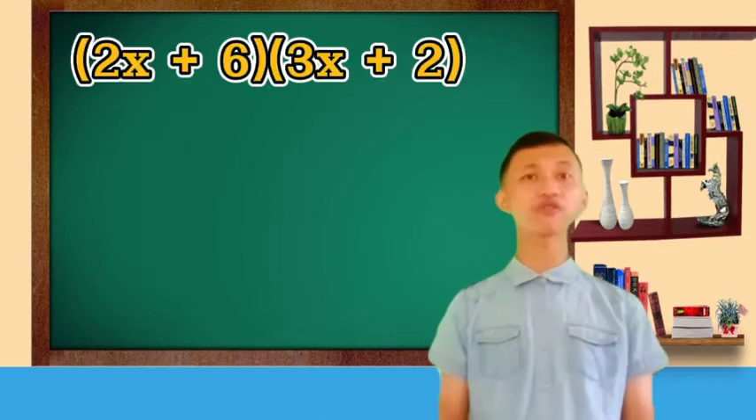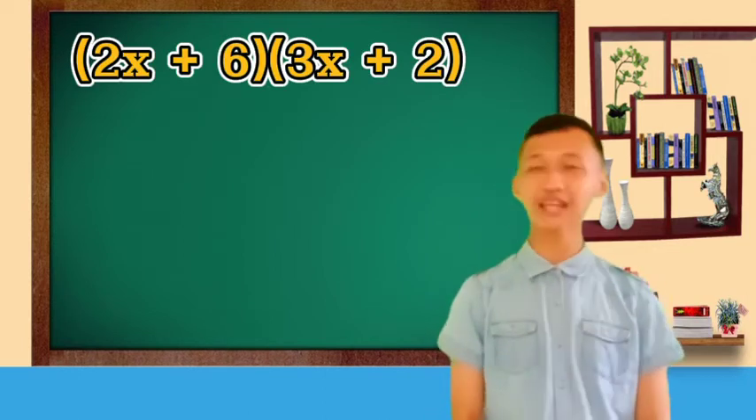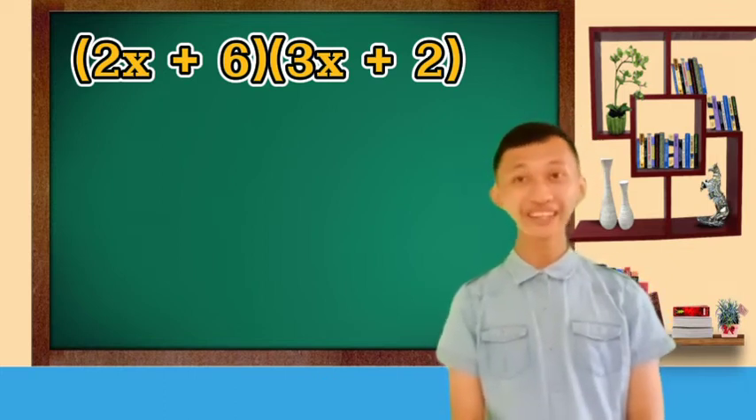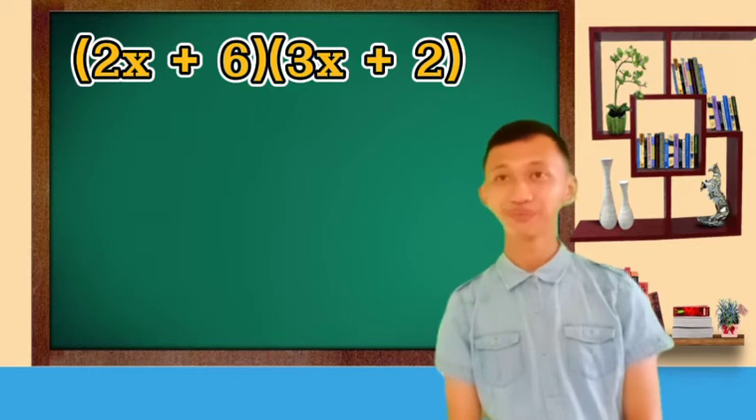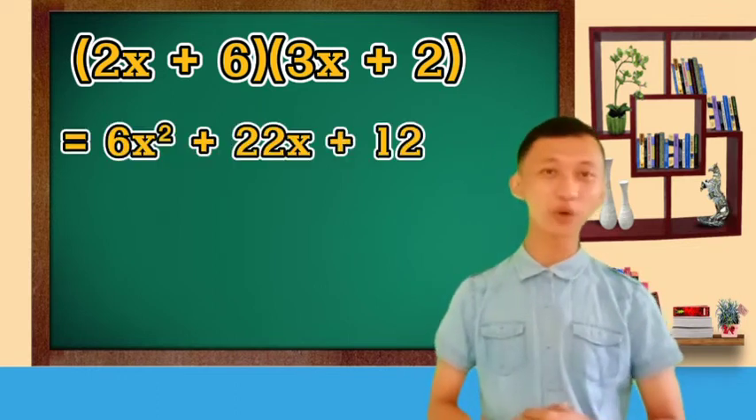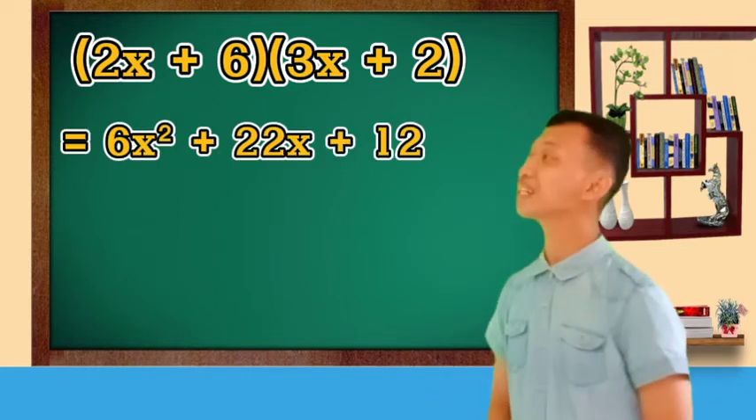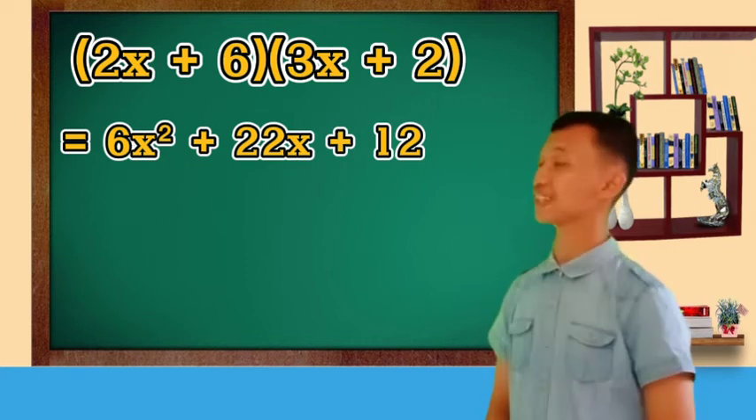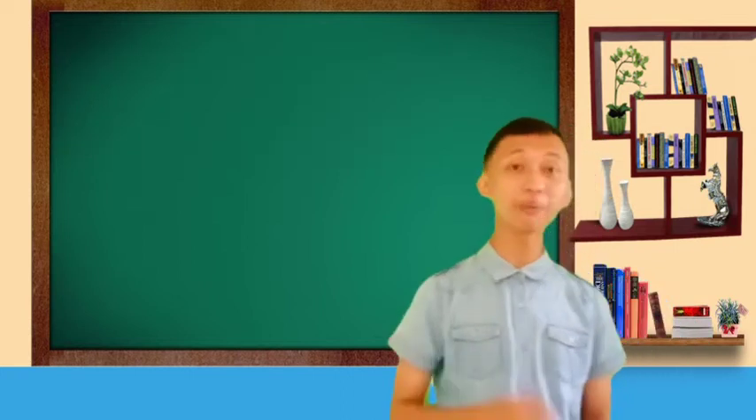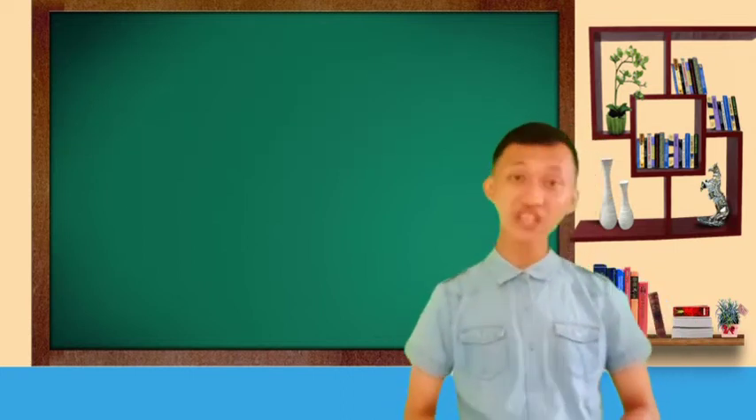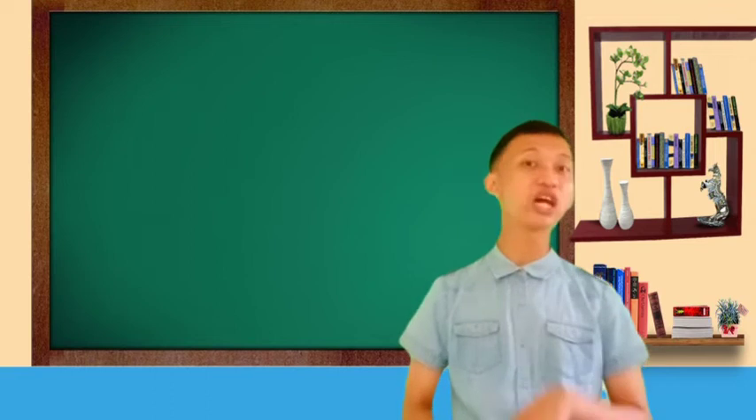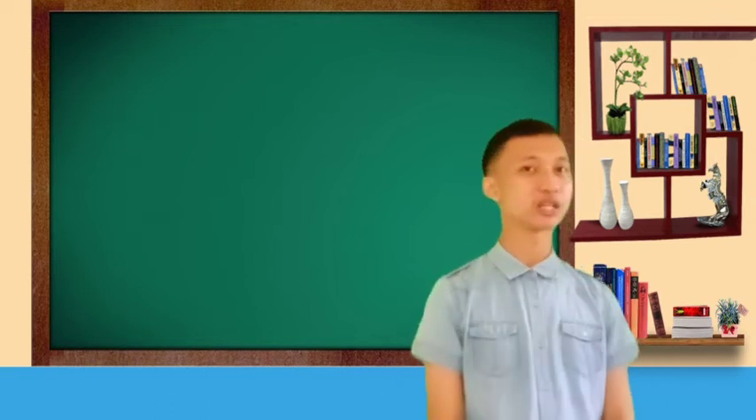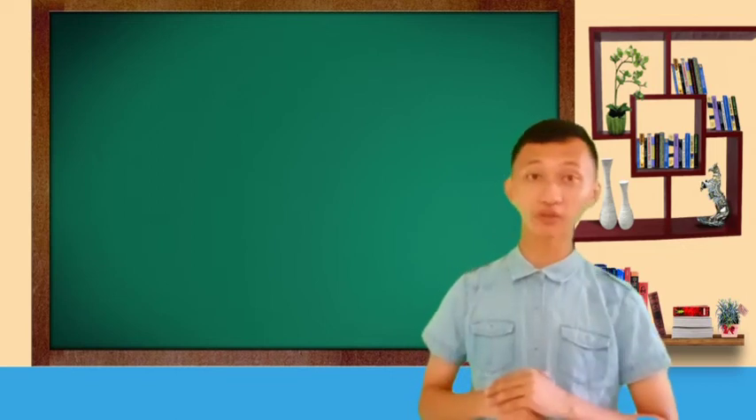So what is our final answer? Who can tell me our final answer? Yes, Beverly. Very good. So our final answer would be 6x squared plus 22x plus 12. So kung bibili siya ng fish na ang price ay ganito, ganito ang mababayaran niya. So that would be our example for word problem.